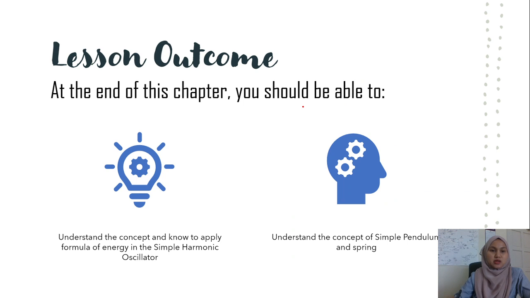At the end of this chapter, you should be able to understand the concept and know how to apply the formula of energy in a simple harmonic oscillator. A simple harmonic oscillator means that when the object or spring or pendulum is in motion, that's why we call it a simple harmonic oscillator. The second one is to understand the concept and equations related to the simple pendulum and spring.